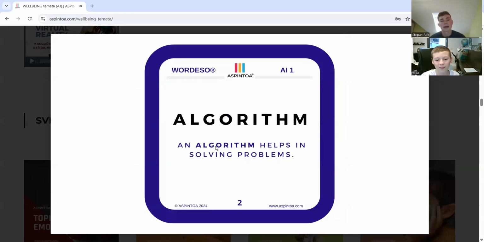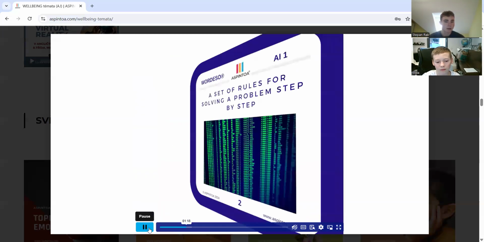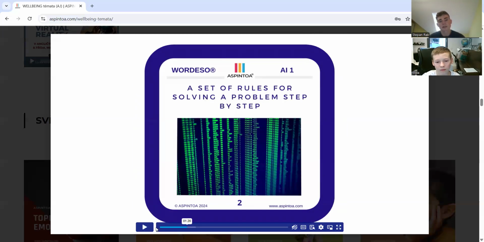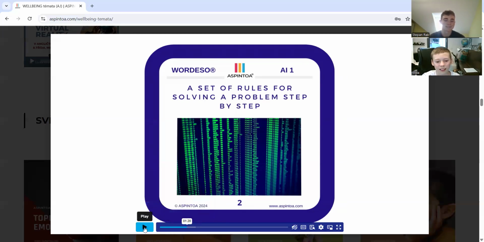And now we have algorithm. Could you read a sentence? An algorithm helps in solving problems. What do you think an algorithm is? I think it's some assistance to help with solving problems. Yeah. I would maybe describe it as step-by-step rules to solve a problem. Let's take a look at how it's defined over here. A set of rules for solving a problem step by step. Yeah, I remember learning this in computer science at school. So that's why I knew the definition.